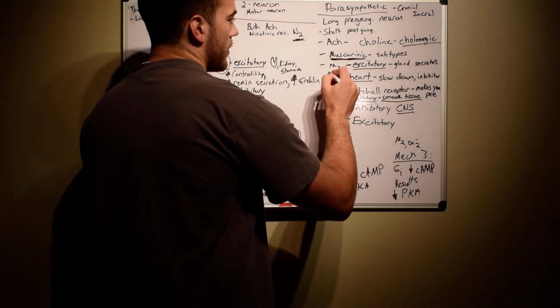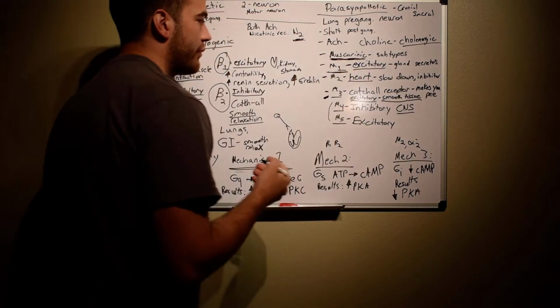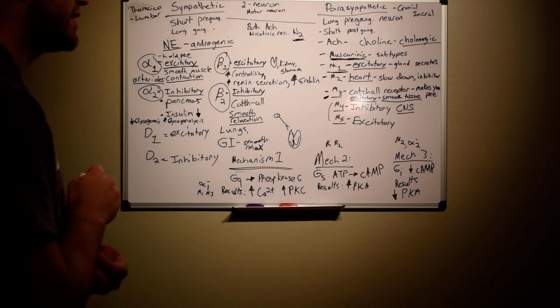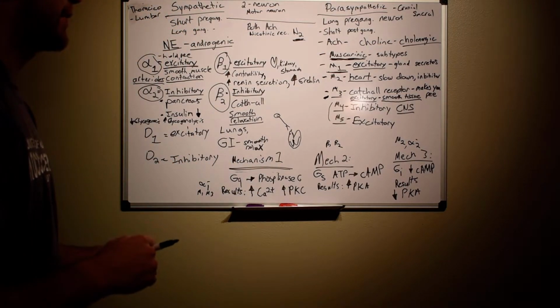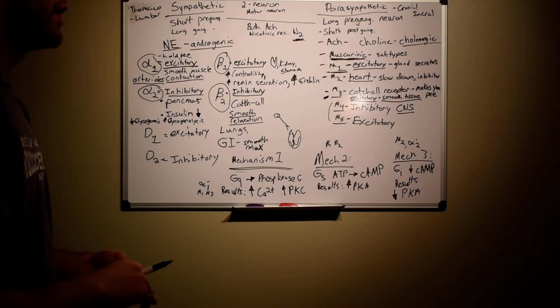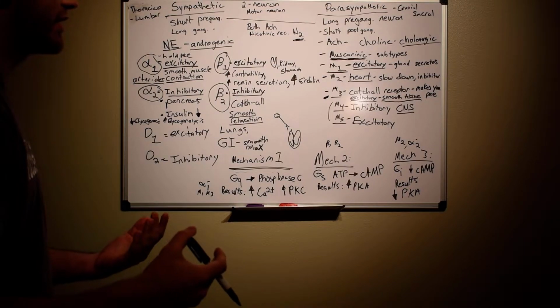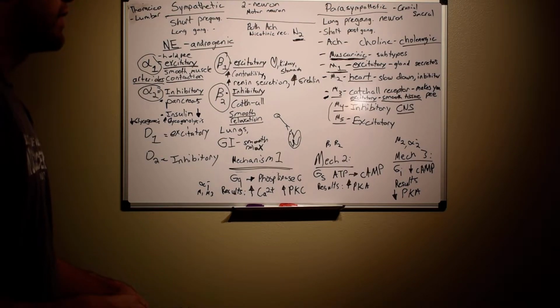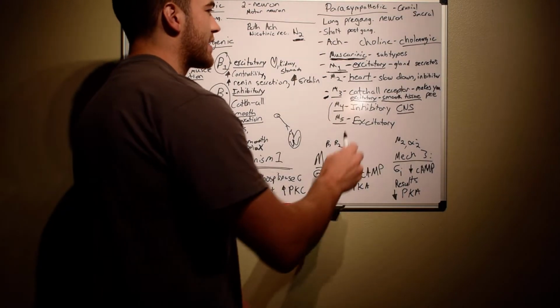So our first receptor type is the M1 receptor. So this is just a subtype of muscarinic receptor. It's still going to be activated by acetylcholine. It is going to be excitatory.